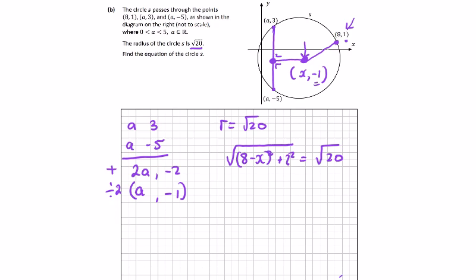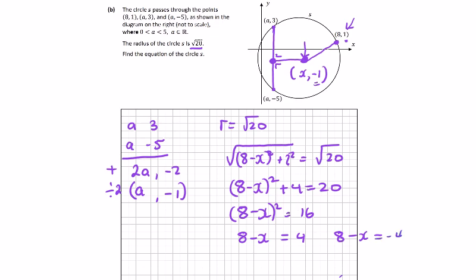So square both sides, you're going to get 8 minus x squared. I don't think we need to multiply that out. Plus 4 is equal to 20. 8 minus x squared is equal to 16. So 8 minus x, if we get the square root of both sides, will be equal to 4, or 8 minus x could be equal to -4. So x in this one will be 4, and x in this one will be 12. And we can see that it can't be greater than 8, obviously, because 8 is here, so it must be 4. x is equal to 4.